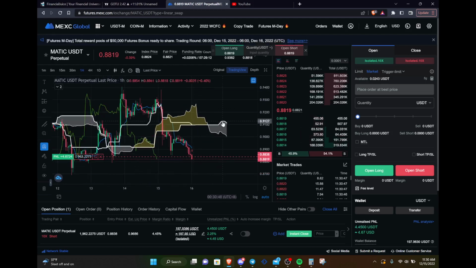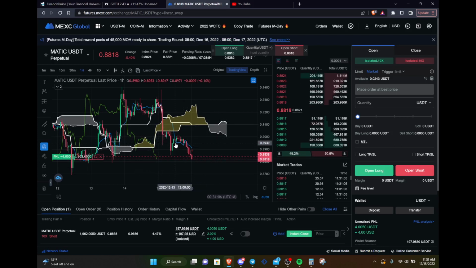As you can see on the hourly, we have both the lines pointing down. We have the lagging span, or Chikou span, this green line, also under the cloud, under the candles. We have the candles under the cloud, and we have a bearish cloud structure here. So everything is telling me, okay, time to short Matic.